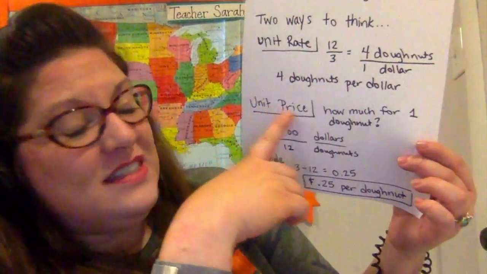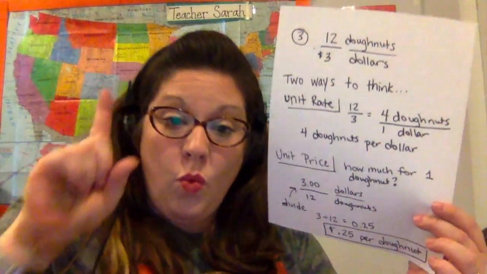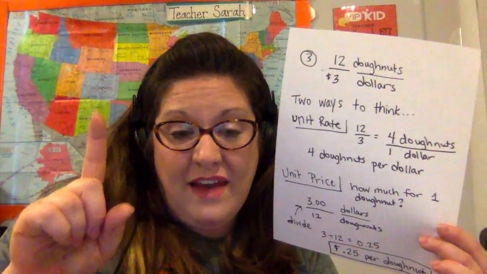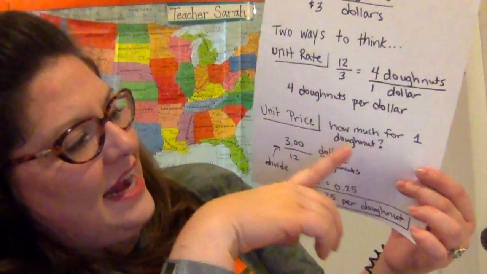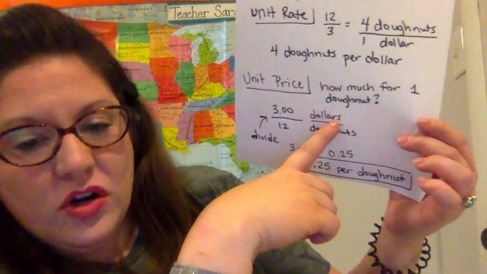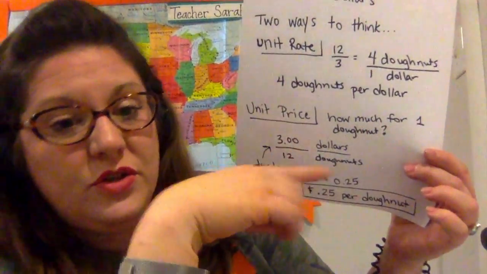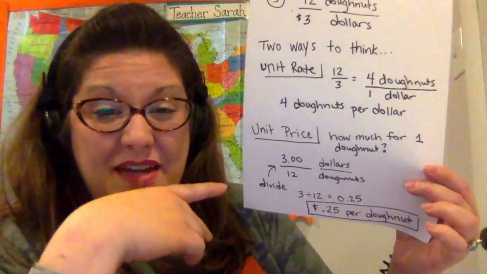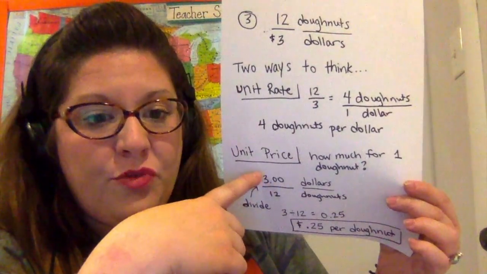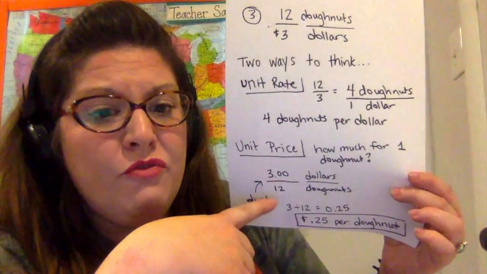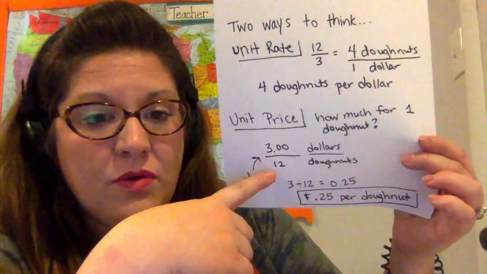If I think of this as a unit price, how much does it cost for 1 unit? What is the money I have to spend on 1 unit? In this case, it would be 1 donut. I need to think of it with dollars in the numerator. So you have to kind of put this upside down from the way the problem read. Put your dollars in the numerator, $3 for 12 donuts. So it's $3 over 12 donuts.